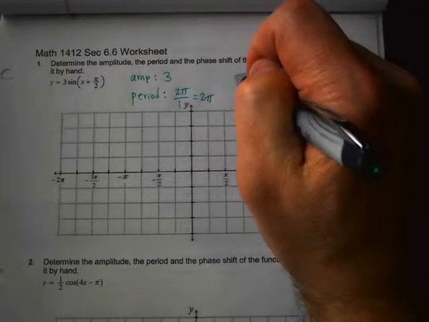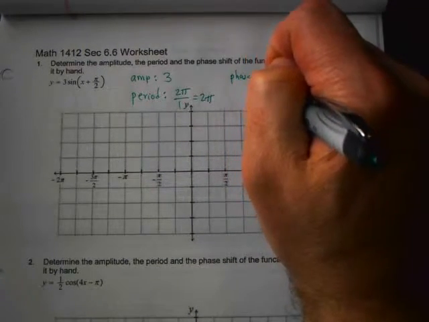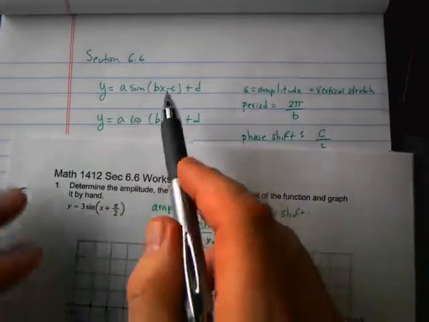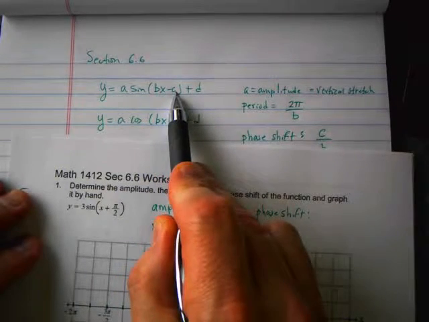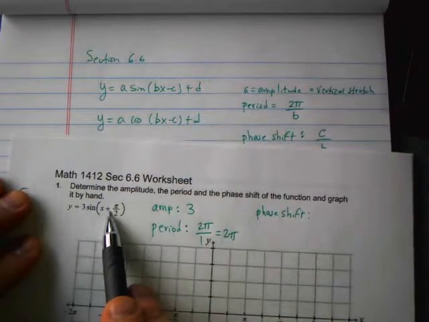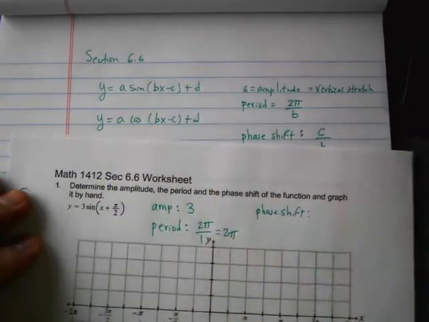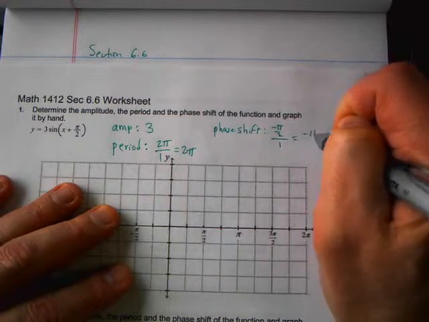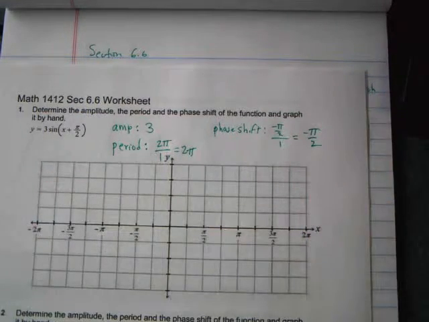How about our phase shift? How far left and right is this graph moving? Pi over 2, which direction, left or right? Left. Why left? Because that's got a plus. Remember, our original formula has bx minus c. So if c is a positive number, that means we're going to have a negative here, which is a shift to the right. If this is a positive, that means c is a negative number, which means a shift to the left. So our phase shift is going to be minus pi over 2 over 1, which is minus pi over 2. So we're actually shifting to the left there because of that plus.